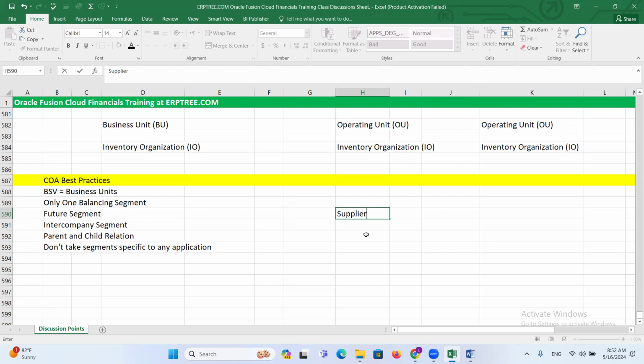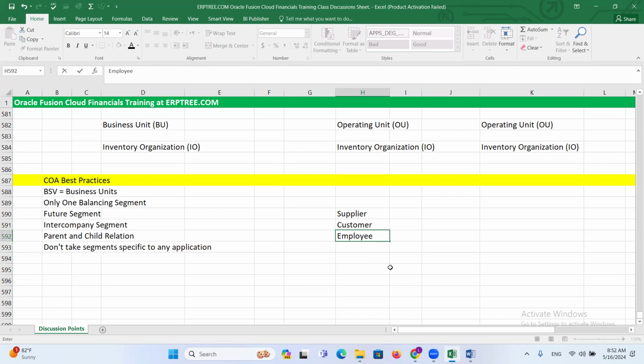So whatever you are taking in the chart of accounts as a segment should be useful in most of the applications. That means you should not take supplier as a segment, and likewise customer as a segment, or employee as a segment.